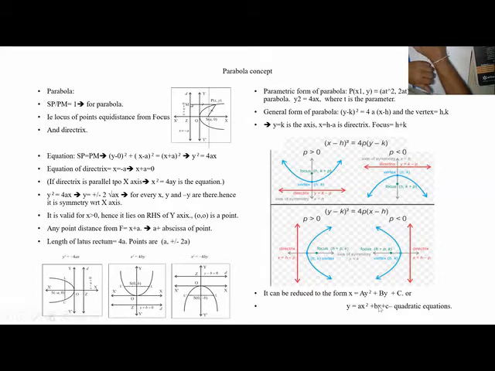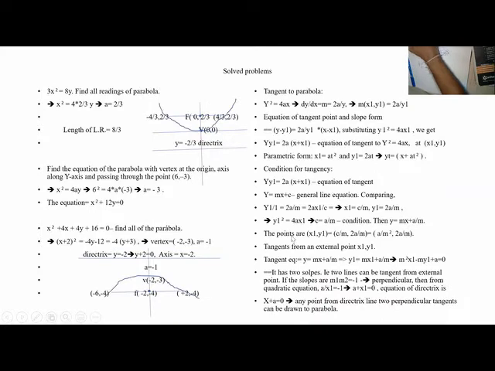Basically, parabola is a quadratic equation. Now let us see some solved problems on parabola. The equation is given, find all the parameters of the parabola. So 3x² = 8y. When I bring it, 3x² is equal to 4 into 2 by 3 into y. That means a is 2 by 3.